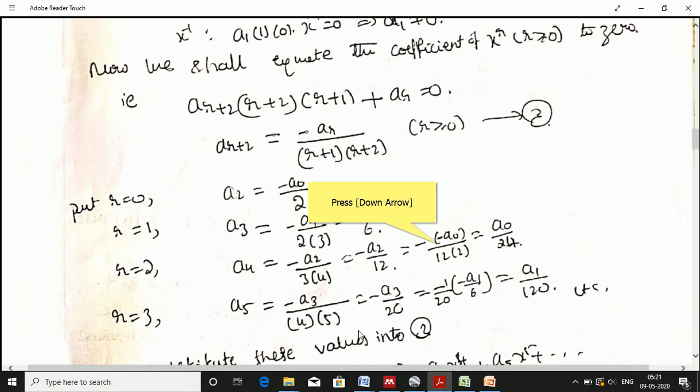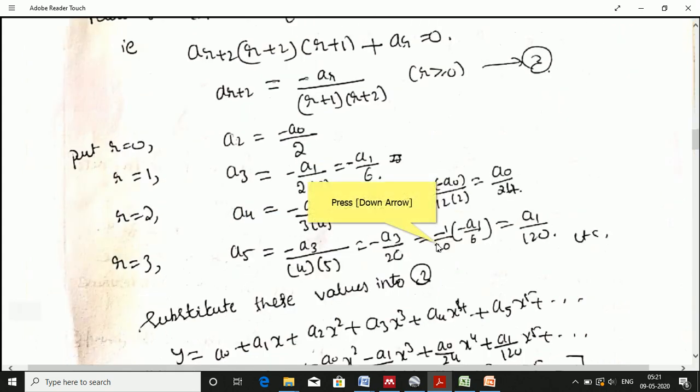If I substitute r equal to 3, 3 plus 2 is 5, so a5 is equal to minus a3 divided by (3 plus 1), which is 4, into (3 plus 2), which is 5. 4 fives are 20, so minus a3 divided by 20. Minus 1 by 20 times a3, where a3 is minus a1 divided by 6, minus into minus gives plus a1 divided by 120. So we obtained a2, a3, a4, a5 and so on in terms of either a0 or a1.